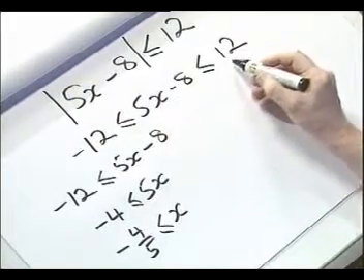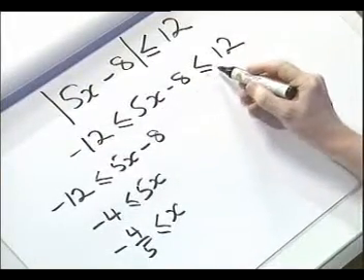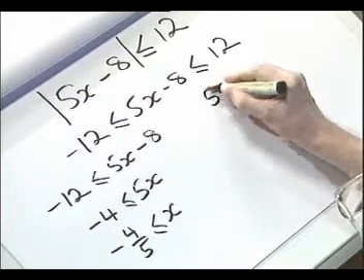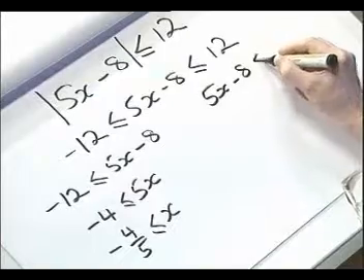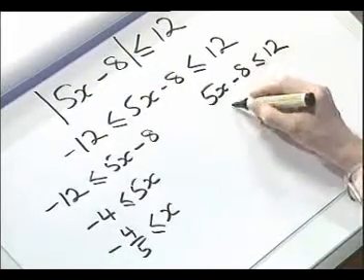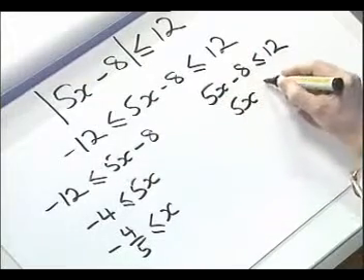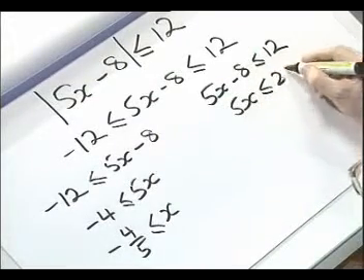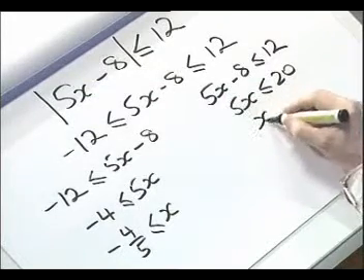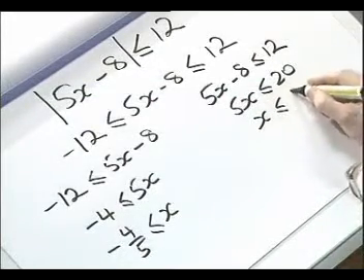On the right, we have the inequality 5x minus 8 is less than or equal to 12. So we write 5x minus 8 less than or equal to 12. We add 8 to both sides, which gives us 5x is less than or equal to 20. And we divide both sides by 5, which gives us x is less than or equal to 4.